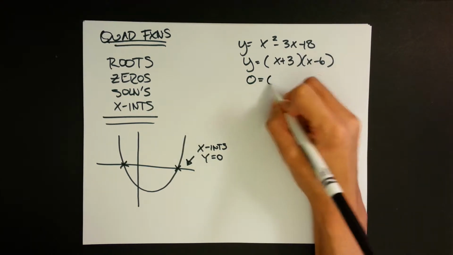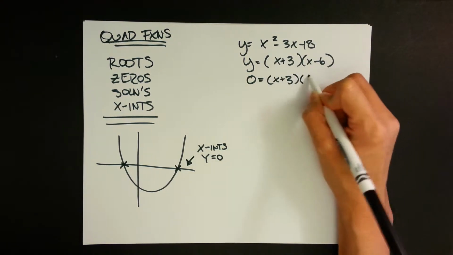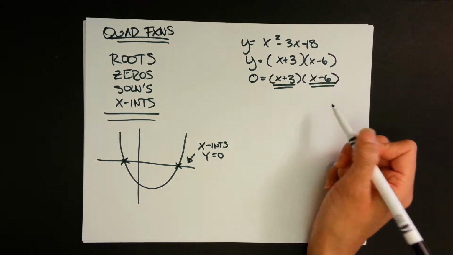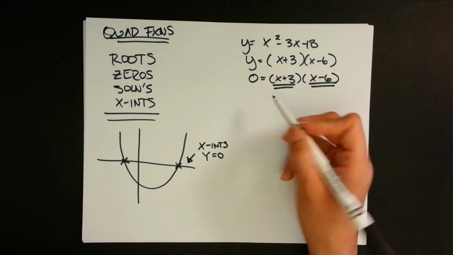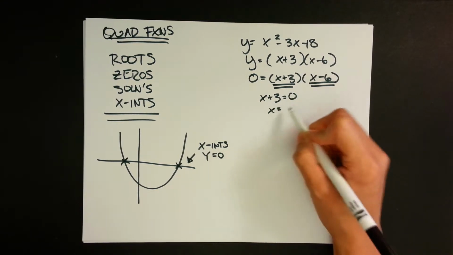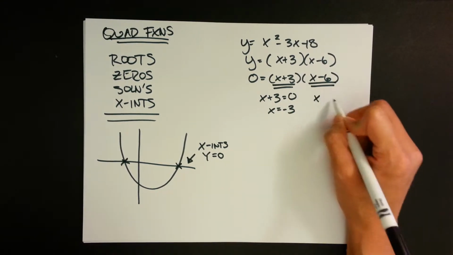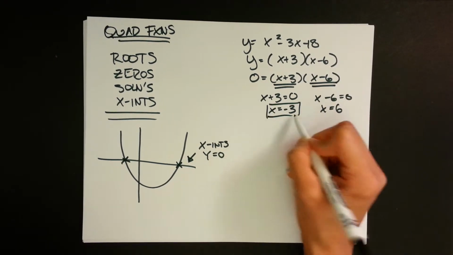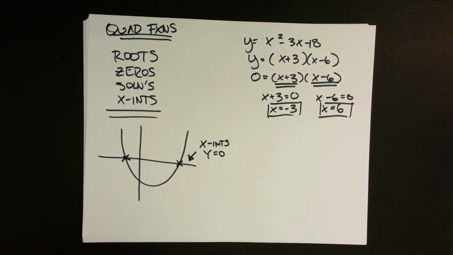You plug in y is equal to 0. Y'all know that when you're multiplying two things together and they're equaling 0, that at least one of them has to equal 0, so you're going to set this one equal to 0, or you're going to set this one equal to 0, and thus find the 2 points on the x-axis where the parabola crosses, right?